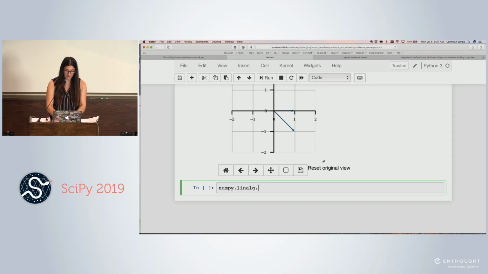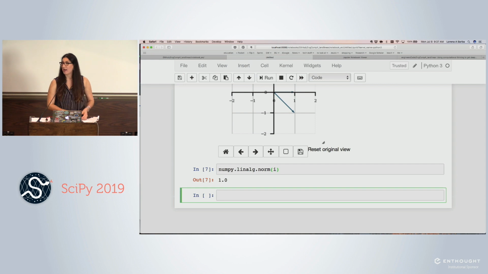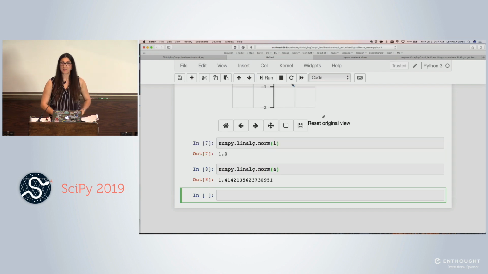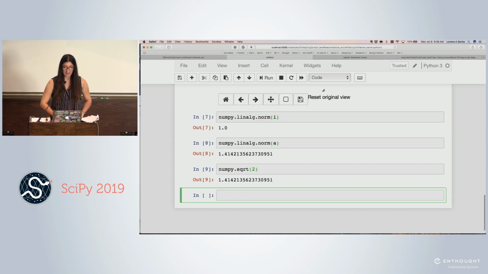Well, what will happen if I do it with, for example, i? What do you expect to happen there? It should give me 1, because that is a unit vector. If I try it with A, it gives me 1.4 and a lot of other digits, which is actually the square root of 2. We can check that, numpy square root of 2, and it is the same number. That is the norm of A.